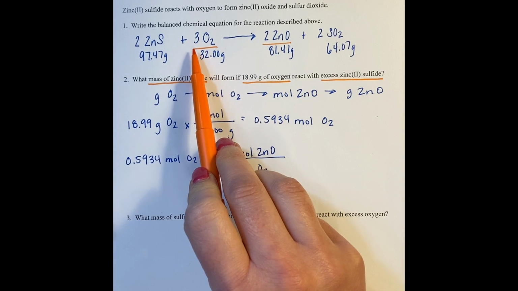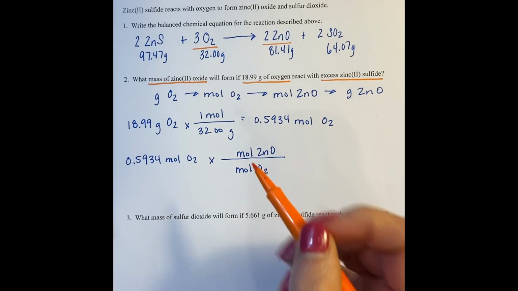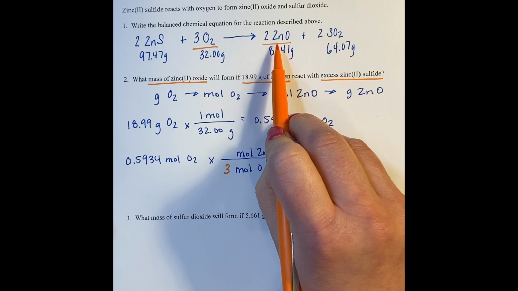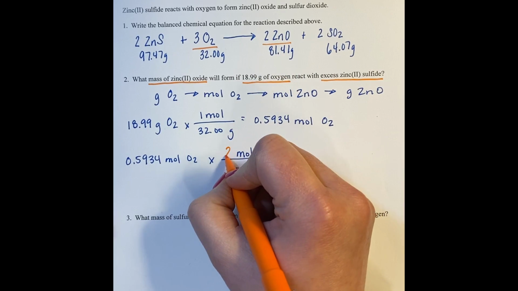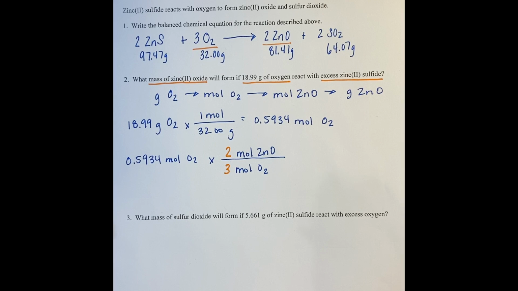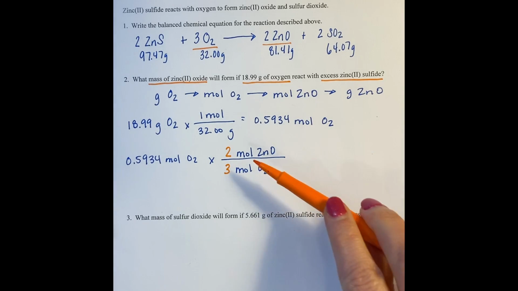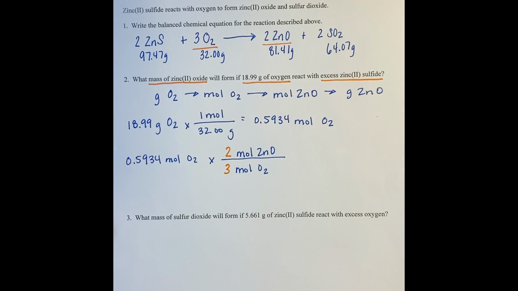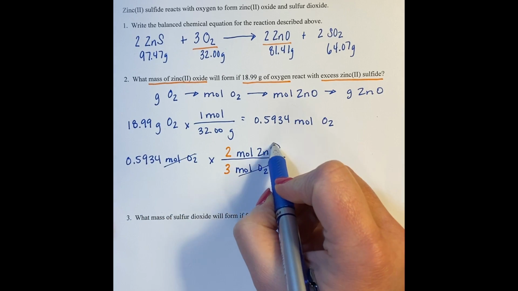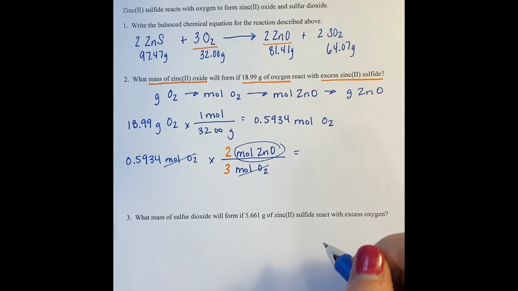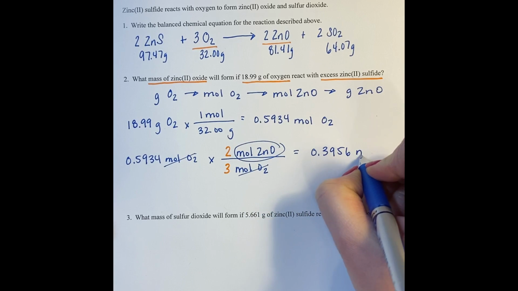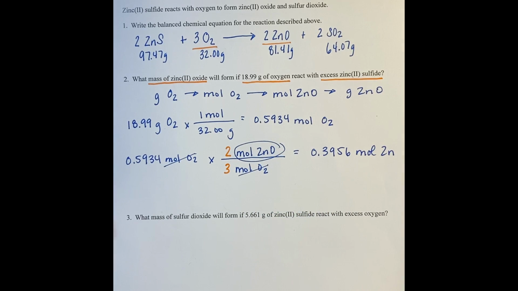My oxygen has a coefficient of 3. That means this term for oxygen in the denominator is going to have a 3. My zinc oxide has a coefficient of 2 in the balanced chemical equation, so this conversion factor for moles of zinc oxide is also going to have a 2. So I have 2 moles of zinc oxide related to 3 moles of oxygen as my conversion factor. As I use this conversion factor, my moles of O2 cancel. I'm left with moles of zinc oxide, and when I do the calculation, I should get 0.3956 moles of zinc oxide.